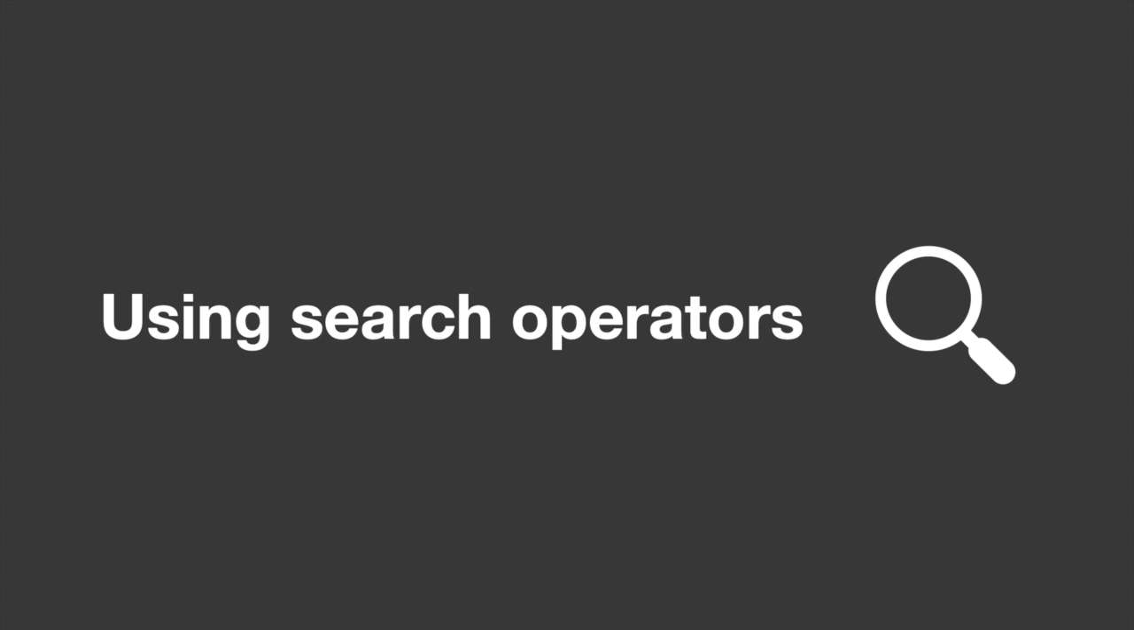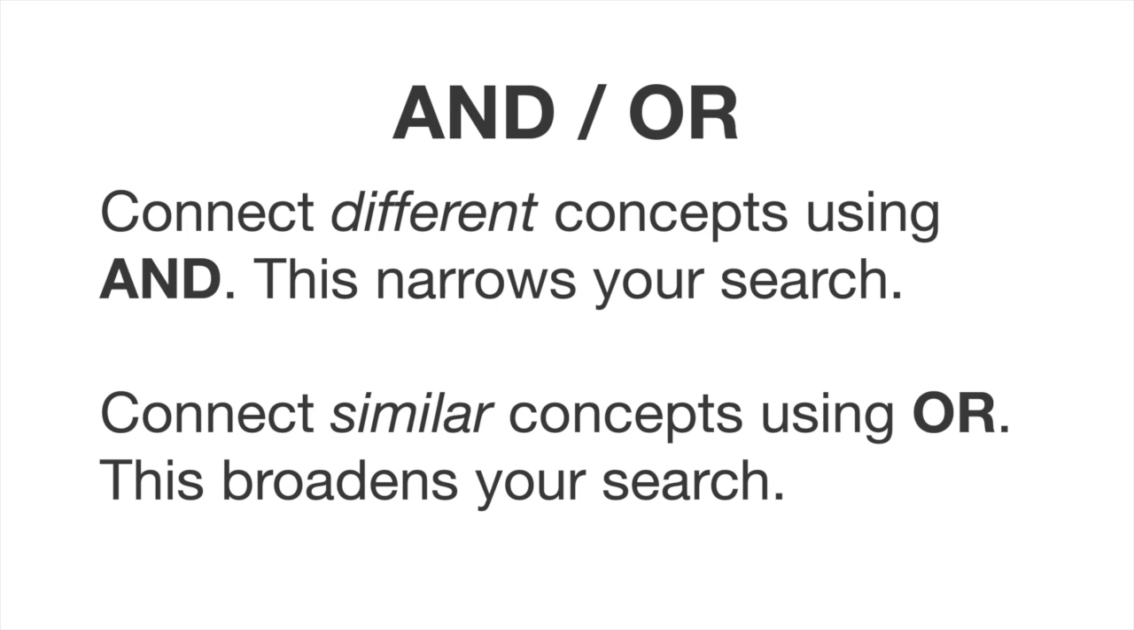You connect these terms using search operators. The most basic search operators are AND and OR. You connect different concepts using AND. For example, Telstra AND telecommunications industry. This narrows your search down. You connect similar concepts using OR. This broadens your search. So you might search for telecommunications industry OR mobile phones market.